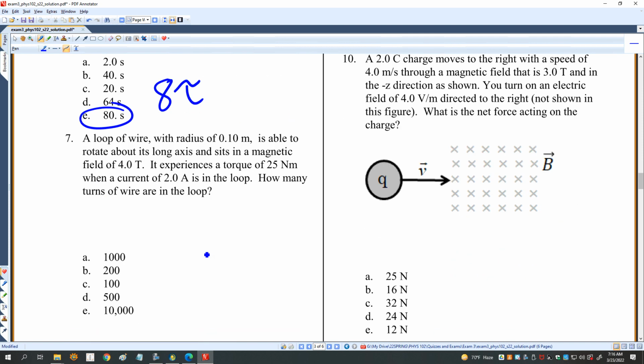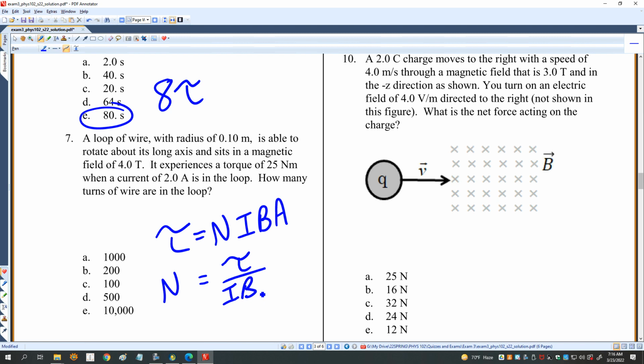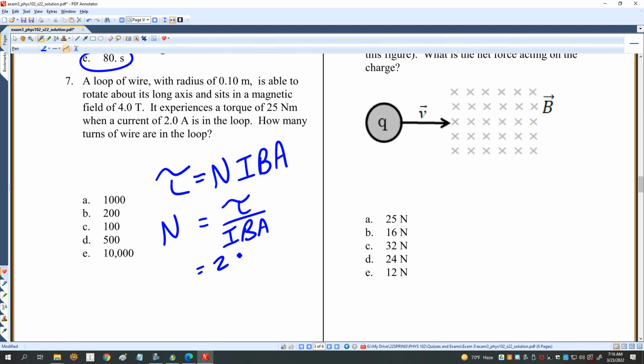A loop of wire with a radius of 0.1 meters, able to rotate, sits in a magnetic field of 4 Tesla and experiences a torque when the current is 2 amps. How many turns of wire are in the loop? So torque is equal to the number of turns times the current times the magnetic field times the area. So N is going to be torque over IBA. It's going to be 25 newton meters divided by the current, which is 2 amps, B, which is 4 Tesla, and the area, which is pi times 0.1 meters squared.